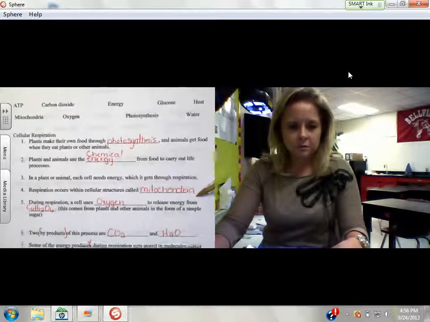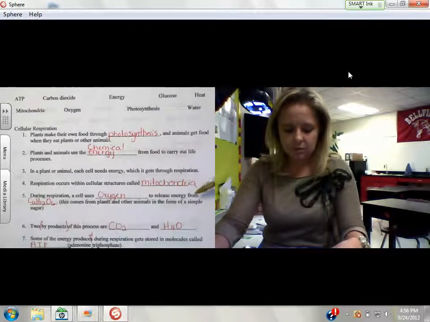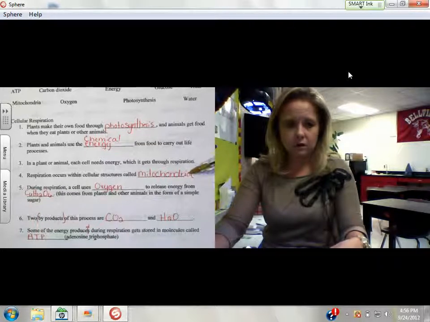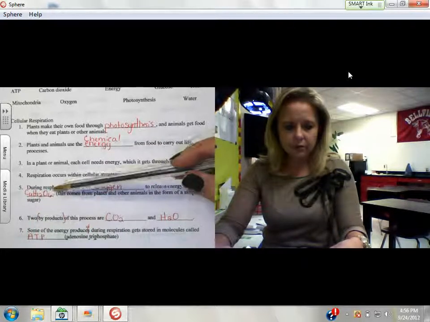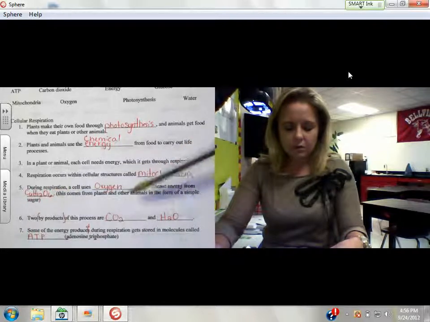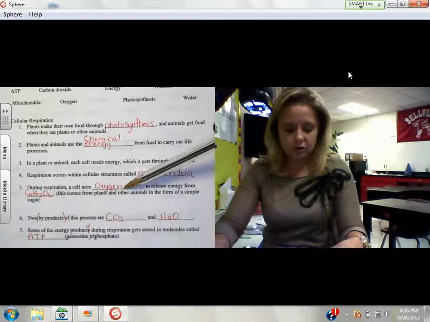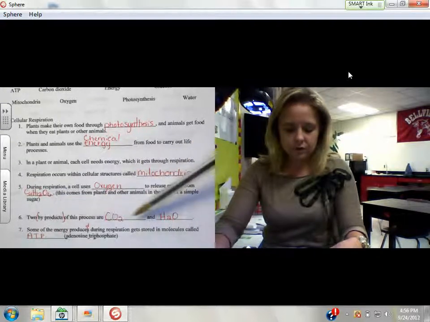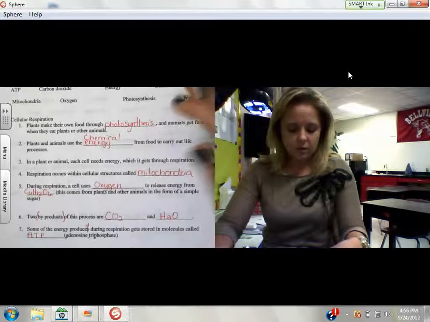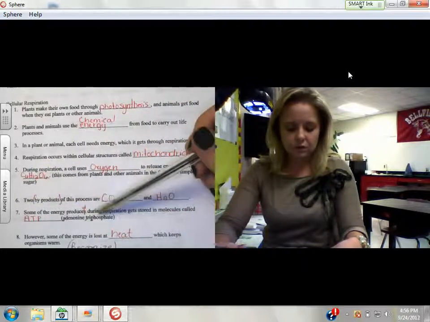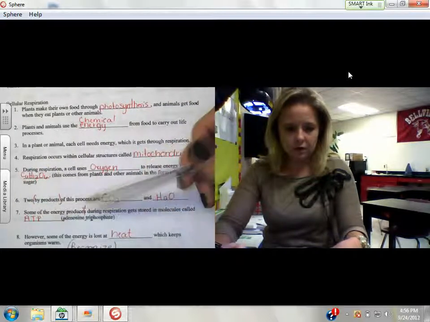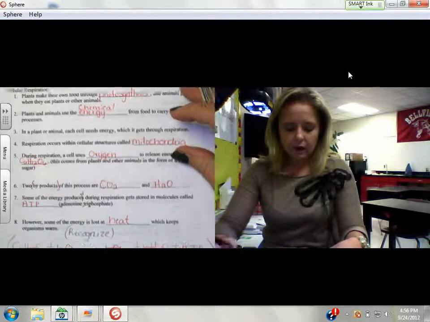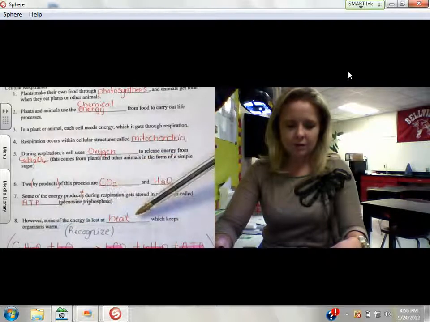Number 3 doesn't have one. It's just a statement. Number 4 is where it happens. All this happens in the mitochondria. And number 5, during cellular respiration, the cell uses oxygen, and it releases glucose. Number 6, 2 byproducts are carbon dioxide and water. Number 7, some of the energy is produced during this, we call it ATP, that's an abbreviation for adenosine triphosphate. And number 8, some of the energy is lost as heat.